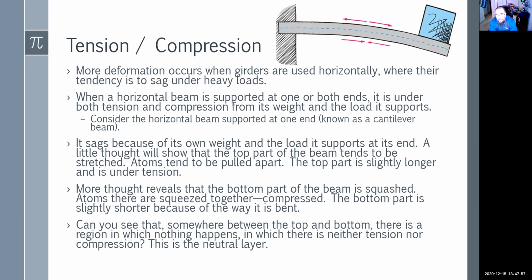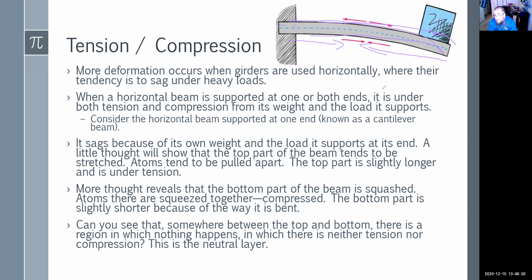and the load it can support, right? If we have a horizontal beam that's supported at one end, it's called a cantilever, right? So in this case up here in the top, this is an example of a cantilever, right? So it's supported on this end, but the beam kind of hangs out like this. If we put a weight out on this end, this top part of the beam is then going to end up getting stretched out. The bottom part of the beam is actually going to compress together slightly, right? It's going to sag because of its own weight and the load it supports on the end.